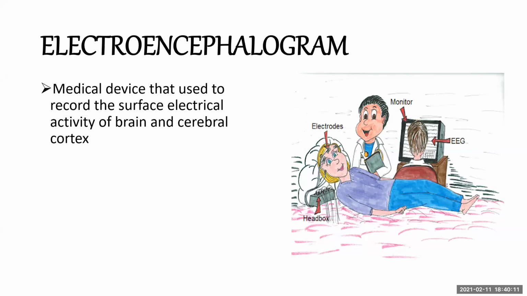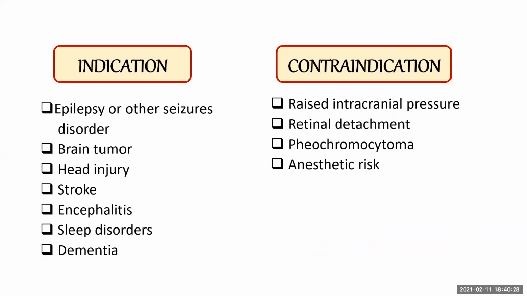Okay, so what is an electroencephalogram? Actually, EEG is a medical device used to record the surface electrical activity of the brain and cerebral cortex. Next slide. Okay, proceed with the indication and contraindications in the EEG.